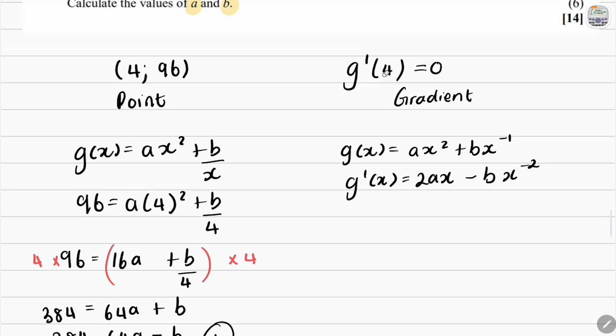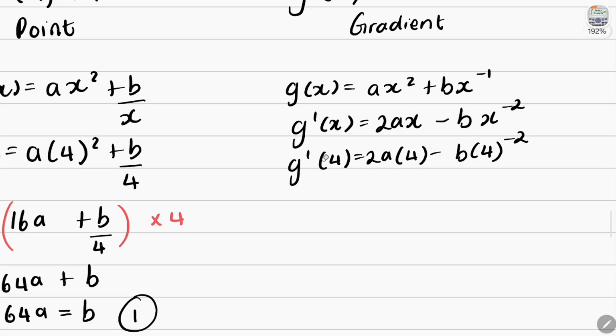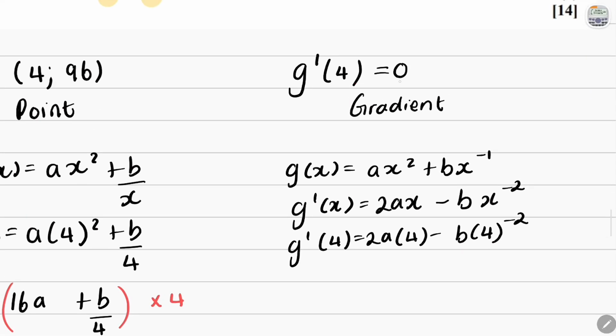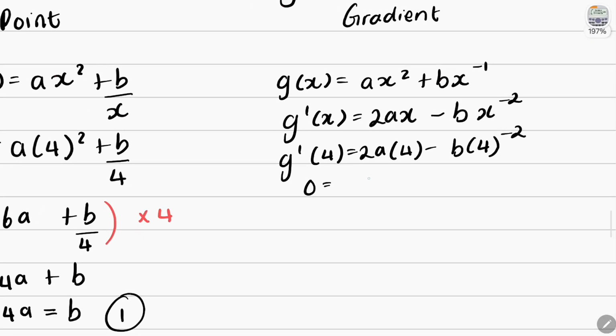And we're going to substitute the x value of 4 in here. So we're saying g prime of 4 equals 2a times 4 minus b times 4 raised to the power of negative 2. And we're specifically saying that g prime of 4, the gradient where x is equal to 4, is 0. So 0 is equal to, and 2 times 4 is 8, so this is 8a, and then minus b, and this is 4 raised to the power of negative 2, which you can rewrite as 4 squared, moving it to the denominator, and then the exponent becomes positive.